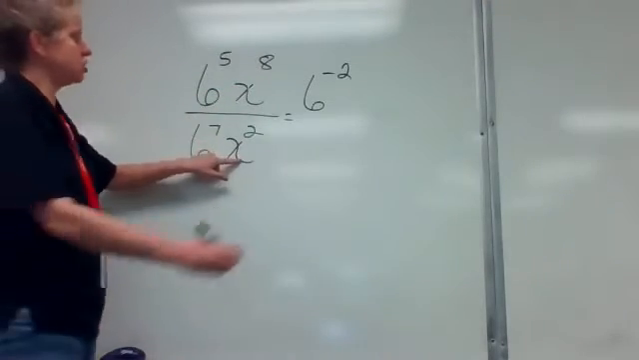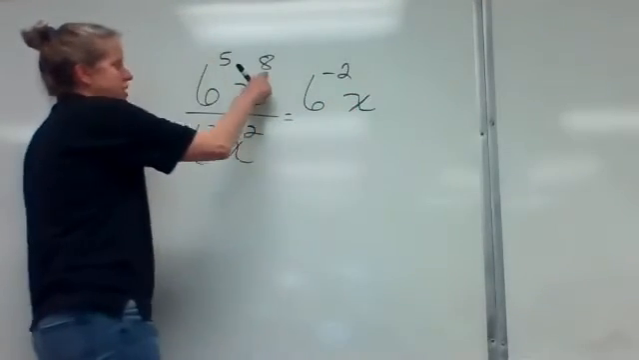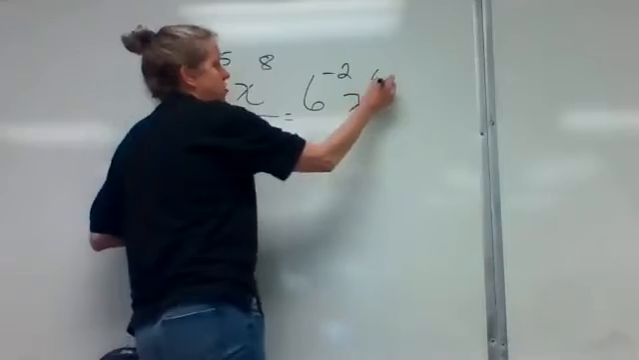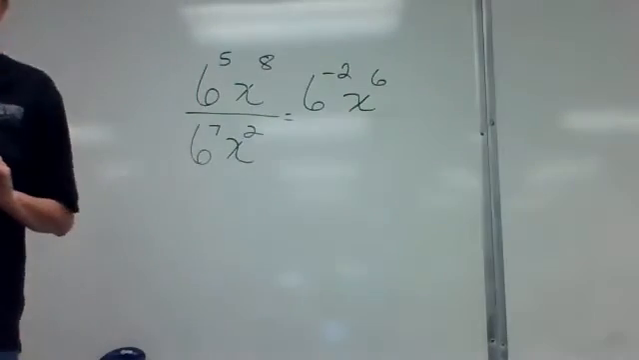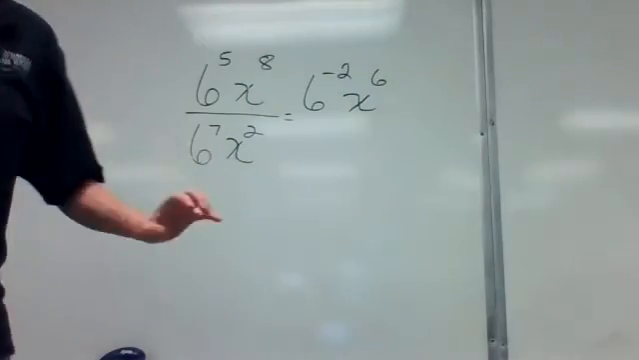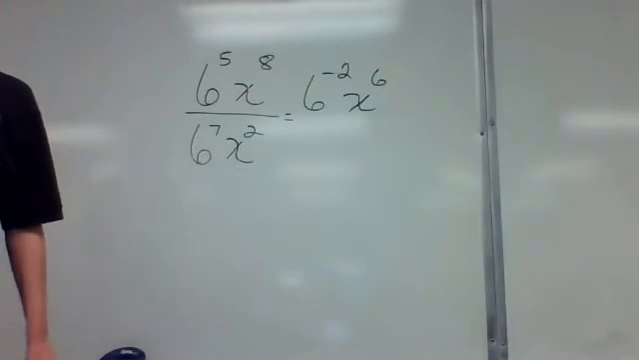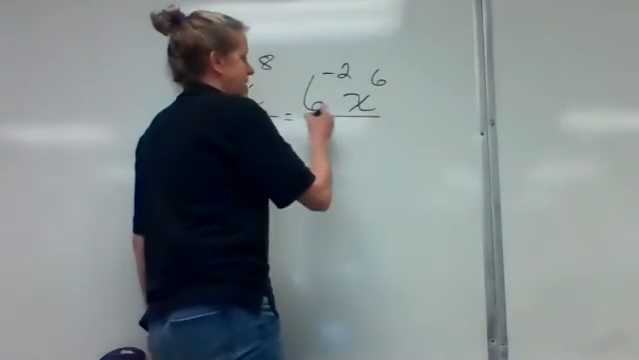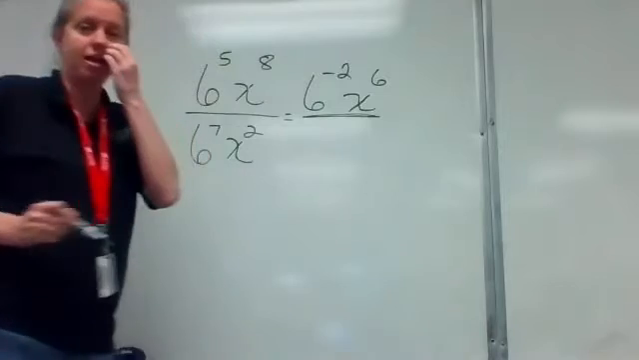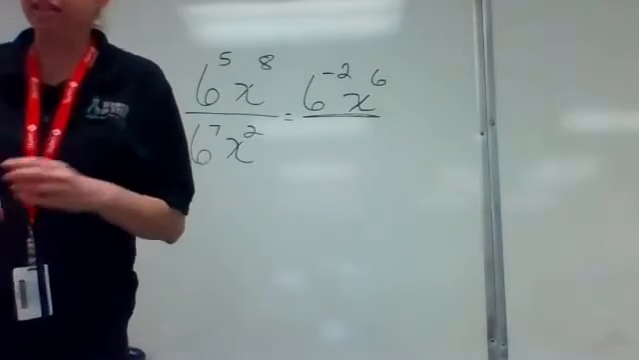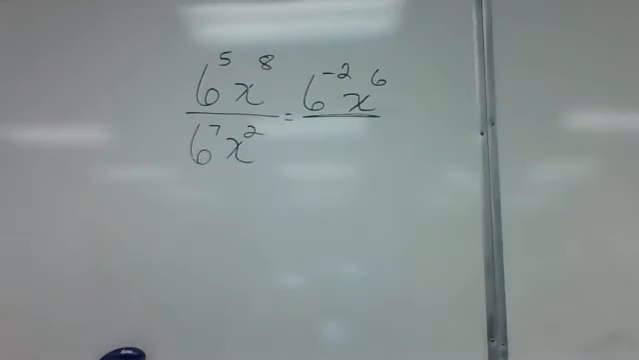x to the 8th over x squared, if I subtract their exponents, 8 minus 2 gives me 6. So when I see that written out, I see the 6 needs to be fixed because it has a negative exponent, which means I need to think of my fraction bar as right there, and then fix the 6.